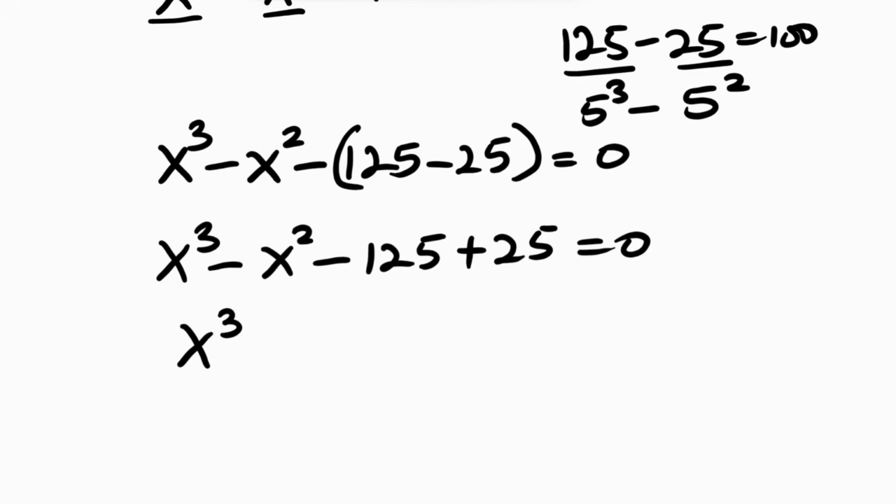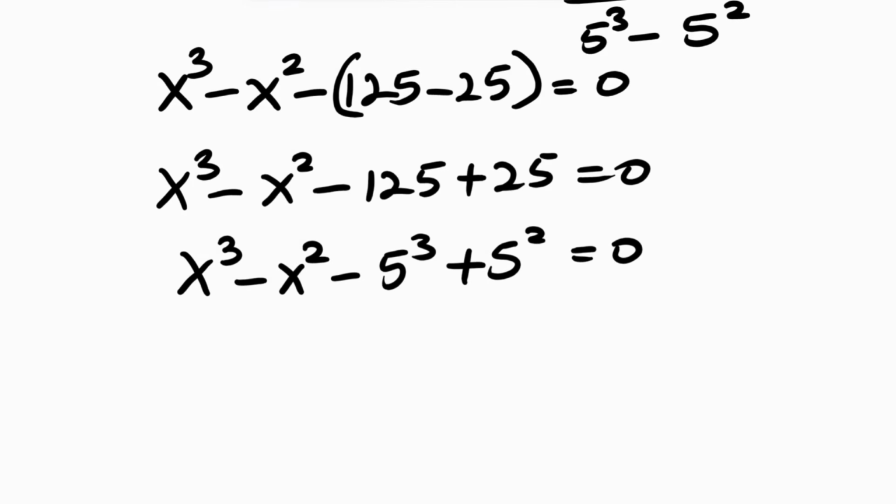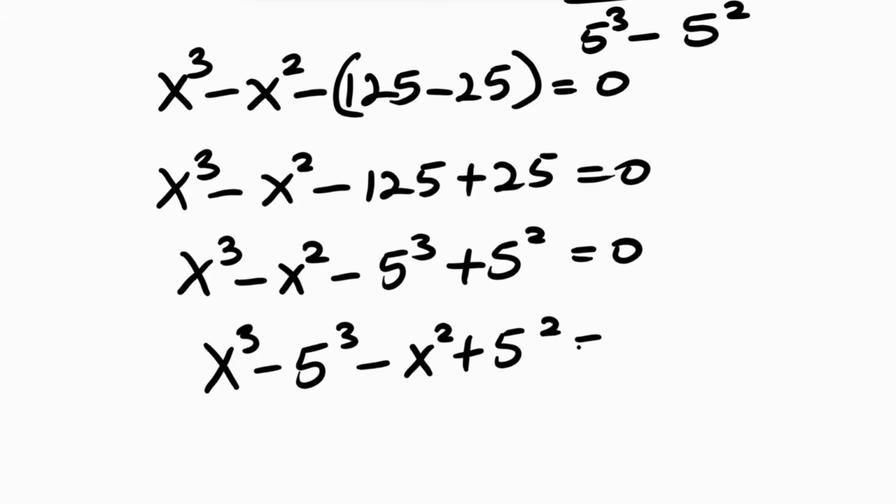So now we have x³ minus x² minus 5³ plus 5² equals 0. So we can collect the power of 3's and the power of 2's separately. So now we have x³ minus 5³ minus x² plus 5² equals 0.